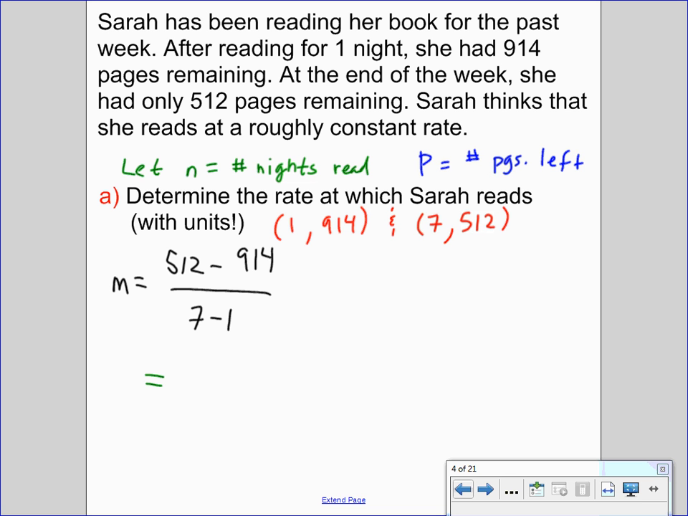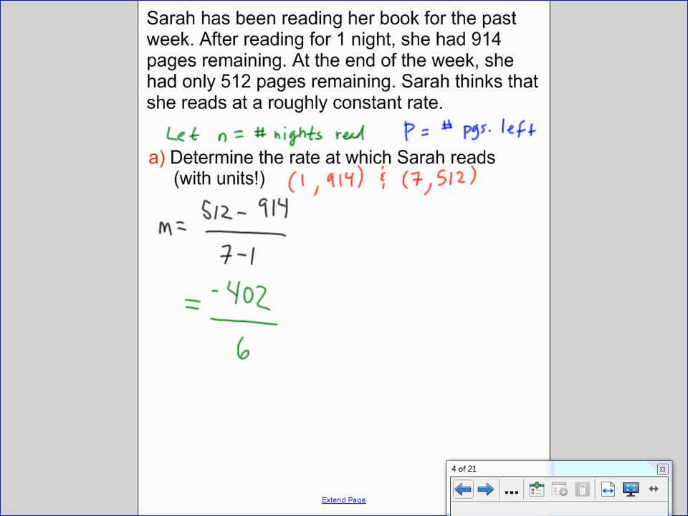So how do we get? Is that 398? 402? Negative 402? Is that right? All over 6. We'll go ahead and reduce that. When you reduce that, what did you get? Logan? Negative 67. Raise your hand if you had the same thing as Logan. Negative 67. Awesome.